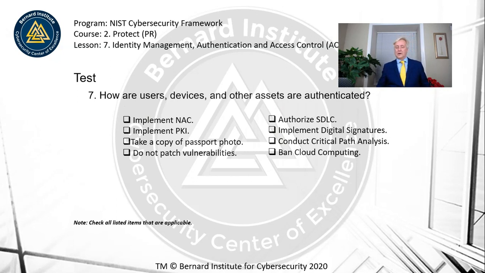Question number 7. How are users' devices, and other assets authenticated? So we can use a NAC to do the authentication, or PKI. We've talked a lot about that. We can use digital signatures to help authenticate users, devices, and assets. And we can conduct critical path analysis to identify what's important from a succession plan, who needs to have access. Maybe some people need to have more access than others. It's quite possible. We use group profiles for that, and we use something called RBAC, role-based access control, which really ties that job description into the level of control that you need to do your job.